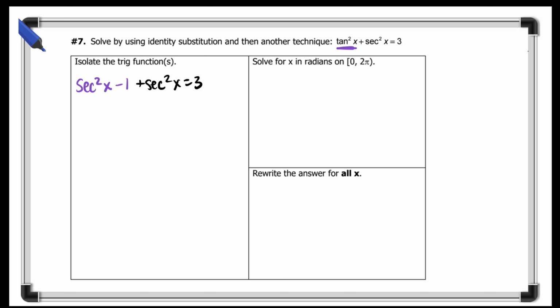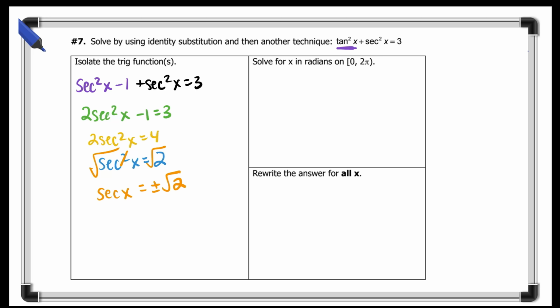So let's go ahead and simplify what we have. We have 2 secant squared of x, and we do have a minus 1, which is equal to 3. I would add 1 to both sides, and I would get 2 secant squared x is equal to 4. I can divide both sides by 2, and that would get me 2. I would take the square root, but again, remembering the plus or minus when you're taking the square root.